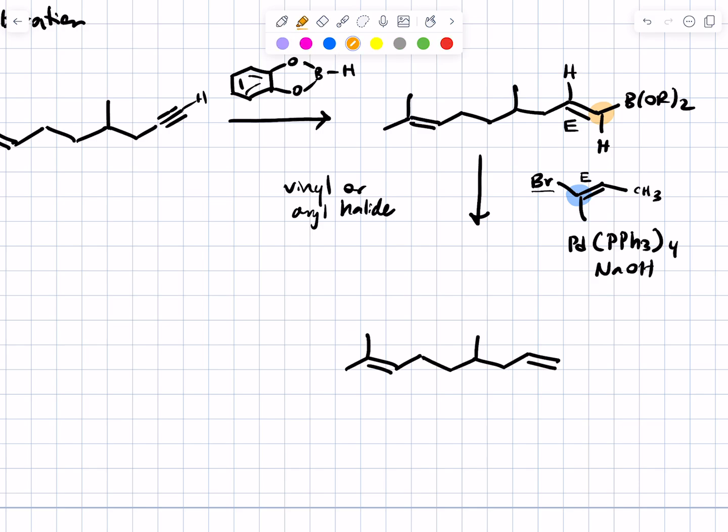So here's the orange carbon that used to be bonded to boron. The new bond's got to go there so that this double bond can be Z, and then here, E, sorry. And then here is the carbon that used to be bonded to bromine. Here's the double bond. The carbon that was bonded to bromine also had a methyl group on it, and then the other methyl group was here. Okay? So that's all there is to it.